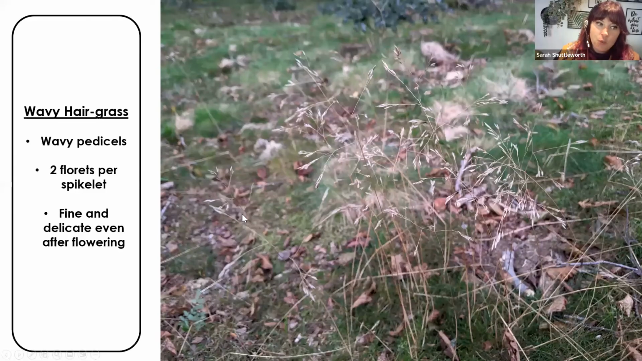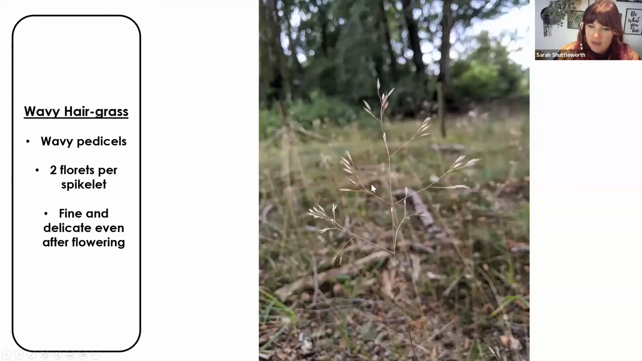Moving on then to wavy hairgrass. This is at the end of the season, so wavy hairgrass not looking at its best. We've got several pictures to go through, but this is just to show that it can look quite a lot like other things as well. But you can see the wavy pedicels. That's the really important thing about wavy hairgrass. It has these wavy, zigzaggy stalks to the part of the inflorescence. Also, interestingly, they've got 2 florets per spikelet. So unlike the agrostis, they don't just have 1 flower, they have 2 flowers per little spikelet.